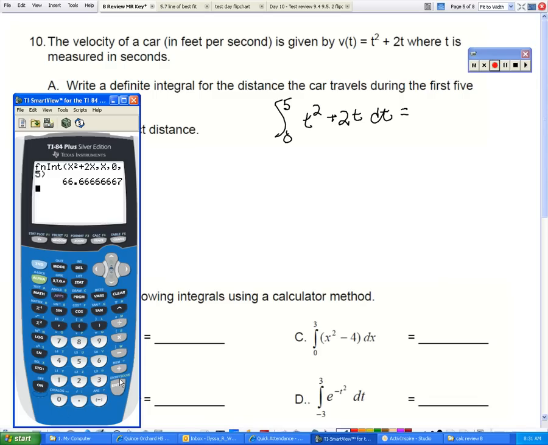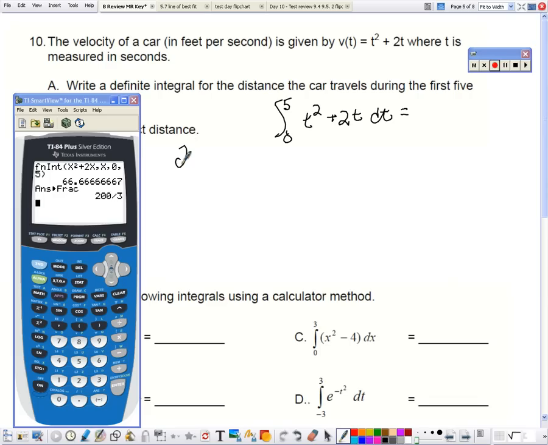And that value is 66 2/3, or 200 over 3, which is 66 2/3.